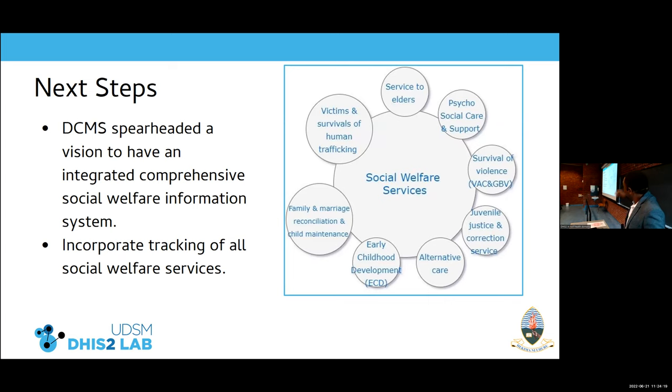Of course, this includes different aspects in social welfare. And as I'm speaking, the government is in its initiative to start engaging stakeholders, coming up with the requirements for this comprehensive system. And they are looking forward to DHIS2 playing a very important role in this.